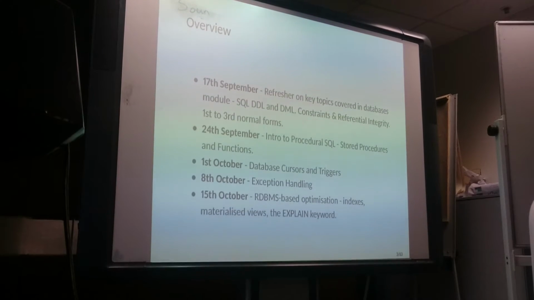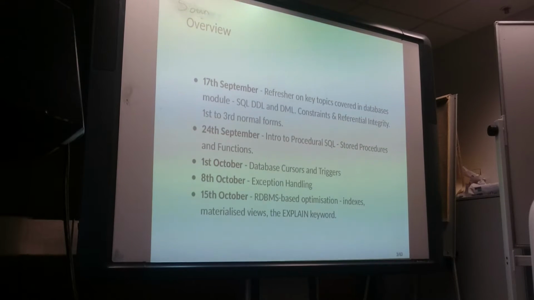Then on the 1st of October, we're going to look at a way of getting a handle to the result of a query and iterating through it on a database cursor. We're going to look at triggers, which are special types of functions that operate when a change is made to data in a database table. And then on the 8th of October, we're going to look at exception handling. So what happens when something goes wrong? You specify how the code should recover.